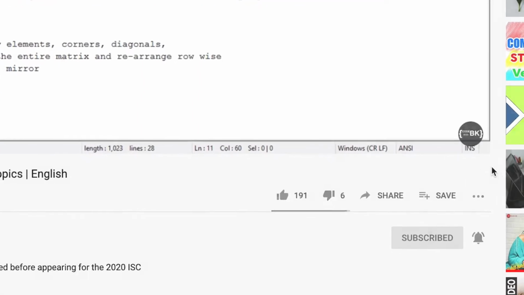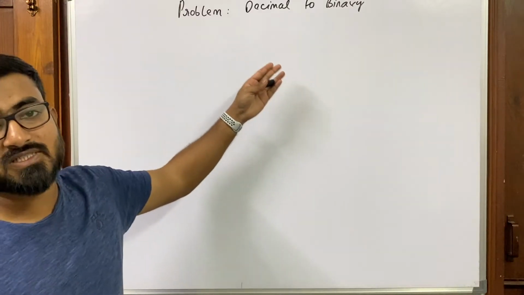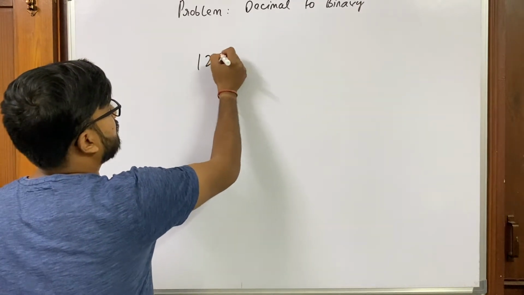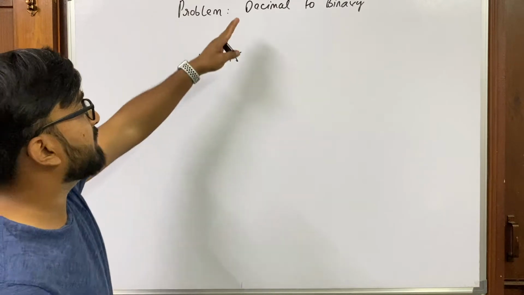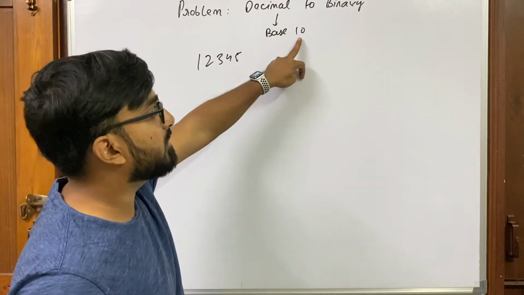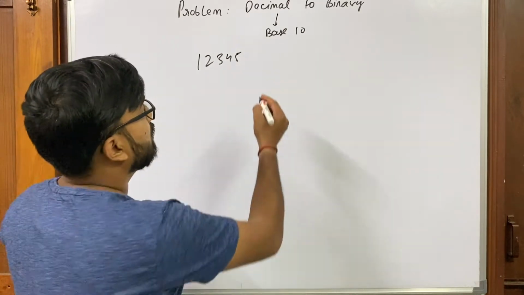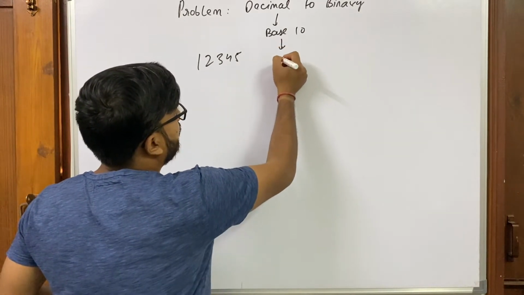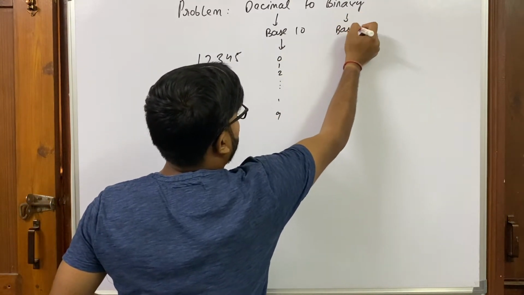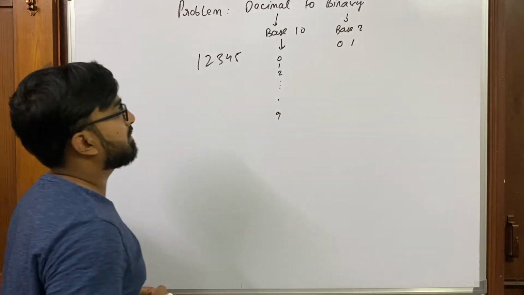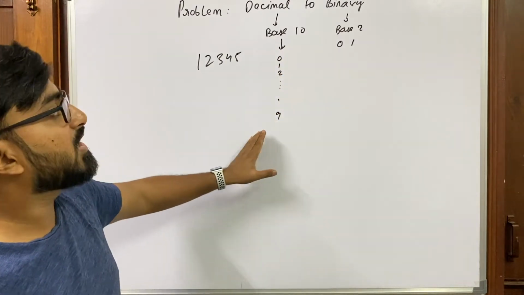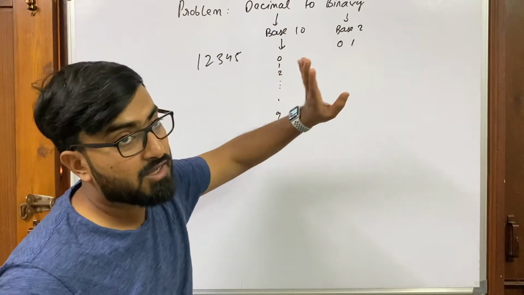So decimal values are basically base 10 values that we use in our day-to-day lives. For example, 1, 2, 3, 4, 5. Base 10 means it has 10 separate digits to represent a quantity, a value. The digits for base 10 are 0, 1, 2 till 9. And binary is base 2 and its digits are 0 and 1. So we have to convert a quantity represented by these 10 digits into a quantity represented by zeros and ones.